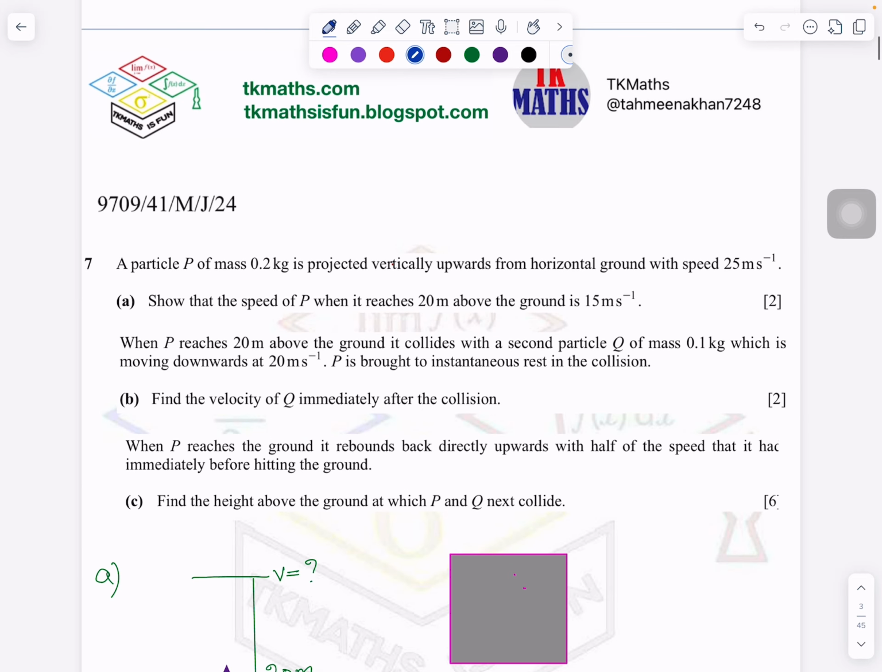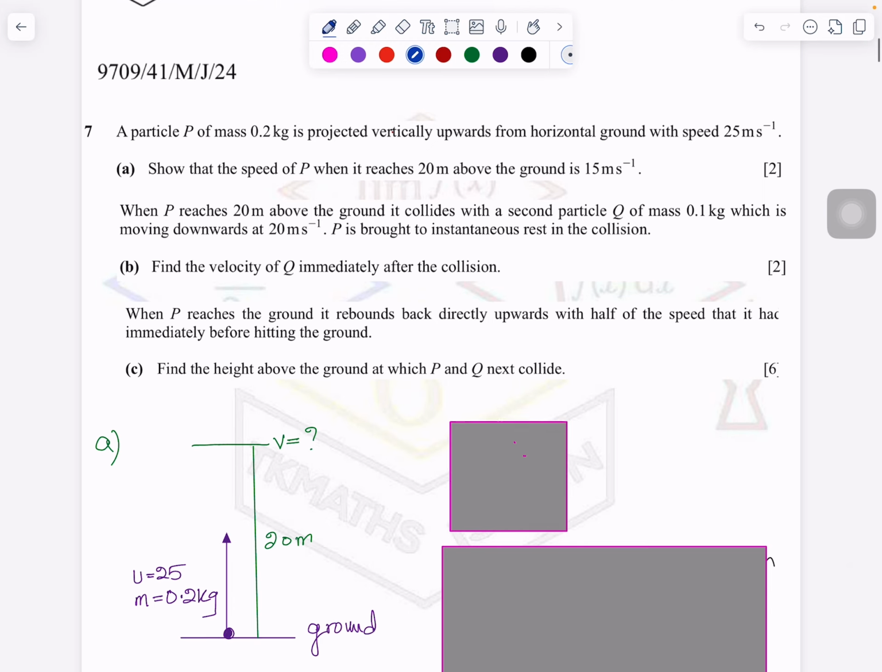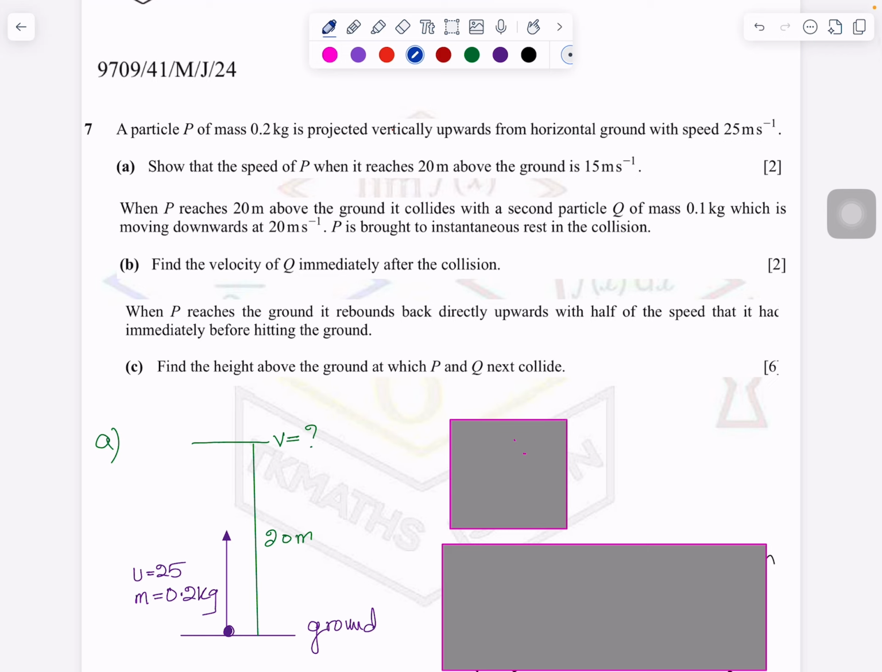Let's see the question. I would recommend you keep drawing the explanation given in the question. It's easy to understand. Part A. A particle of mass 0.2 kg is projected vertically upwards from the horizontal ground with a speed of 25 meters per second, which I have shown here in the diagram. Always draw a diagram, not necessarily perfect, but for your understanding. Show that the speed p when it reaches 20 meters above the ground is 15 meters per second.